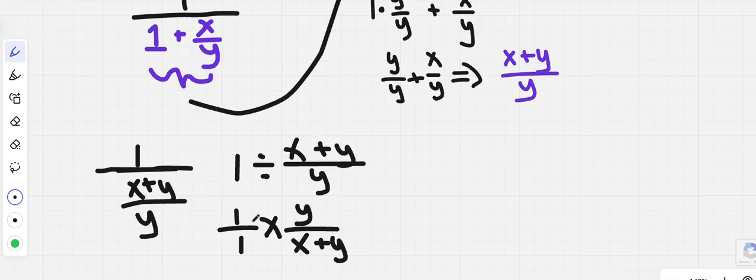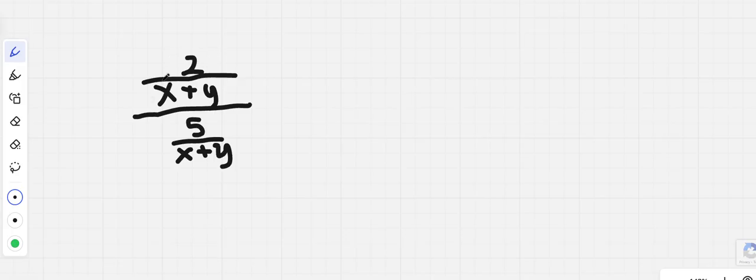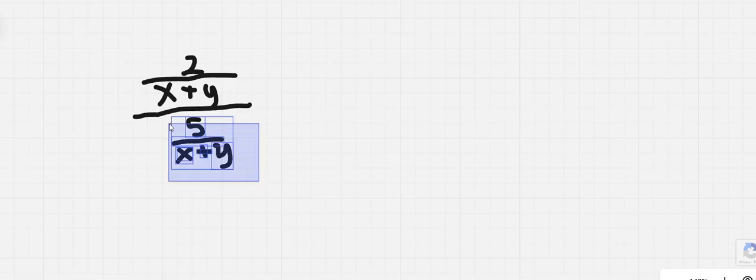And then we multiply straight across. Numerator times the numerator. 1 times y is y. And 1 times x plus y is x plus y. That's our answer. Here we go, our next one. 2 over x plus y divided by 5 over x plus y.